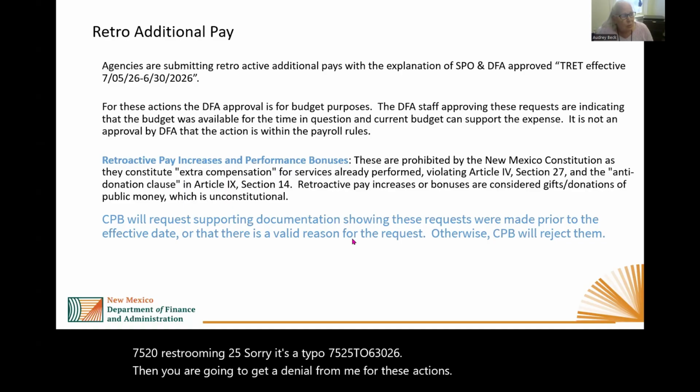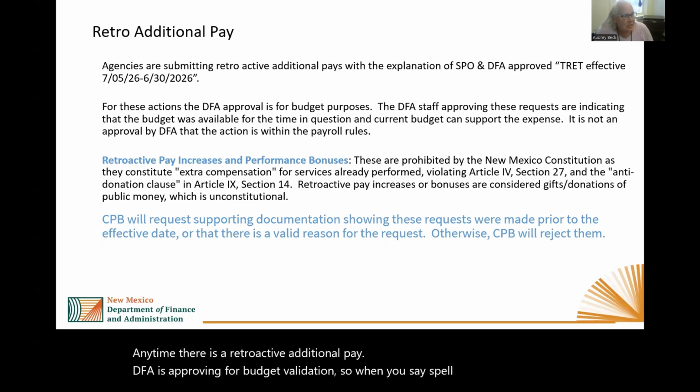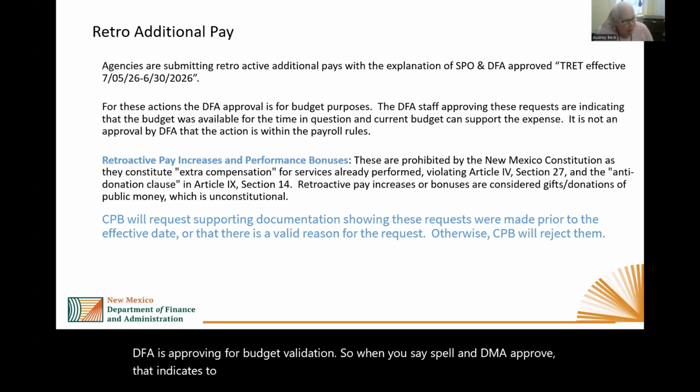For these actions, they'll say SPO or DFA approved these. Anytime there is a retroactive additional pay, DFA is approving for budget validation. So when you say SPO and DFA approved, that indicates to me that you have budget authorization. It does not indicate that the action will actually be processed by payroll. Payroll looks at different things.